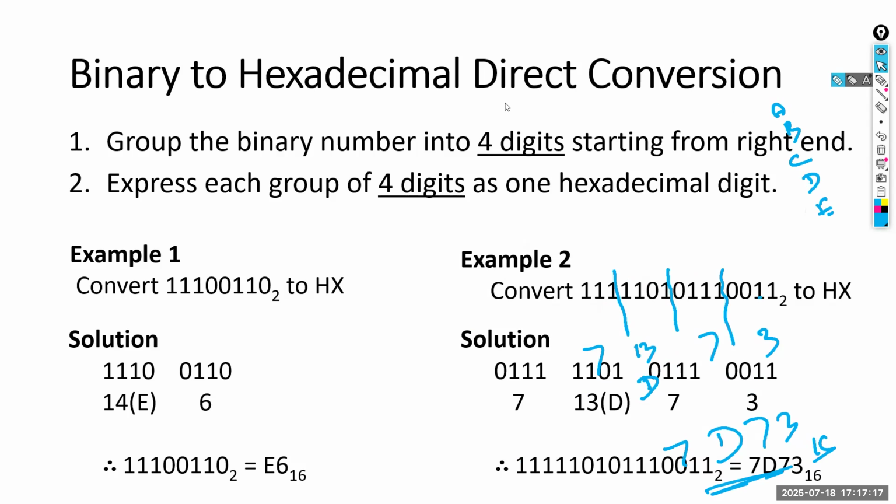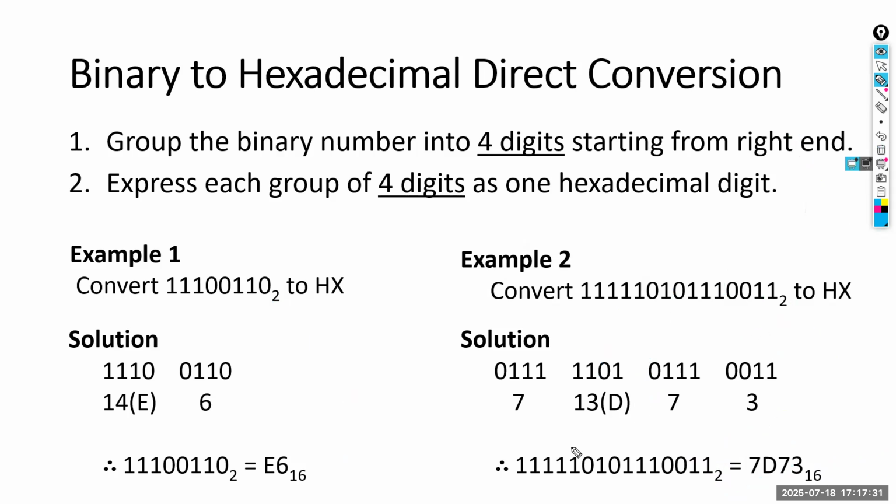This is converting binary to hexadecimal. Obviously, the next thing is hexadecimal to binary. Can you convert this hexadecimal to binary? Now you know the reverse process, right? Common sense, logical thinking. You convert each into 4 digits binary, and then that is your binary.